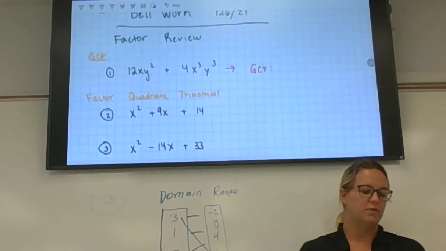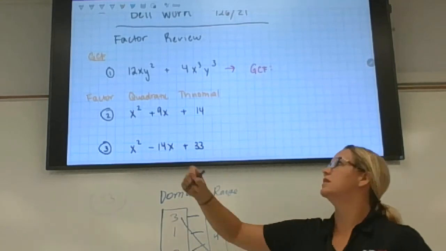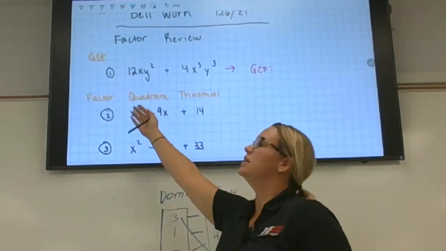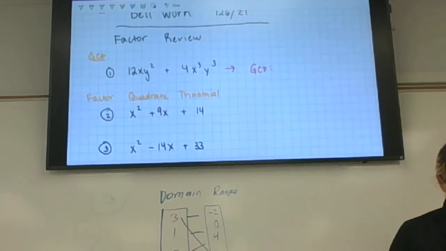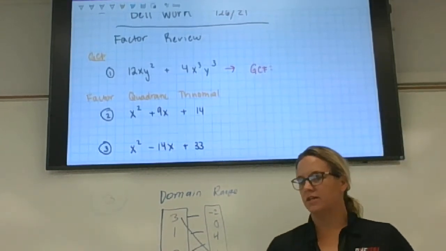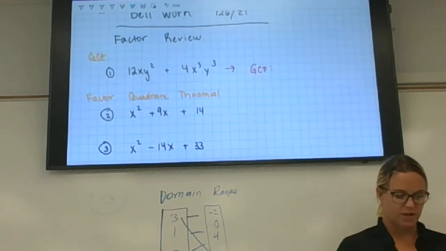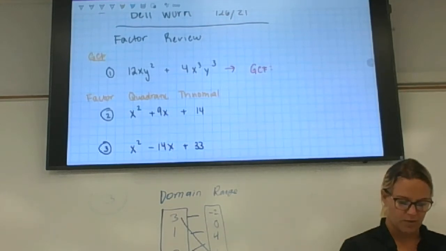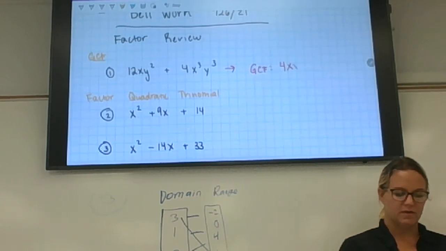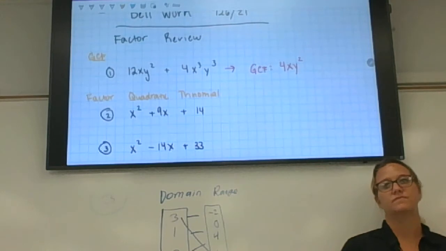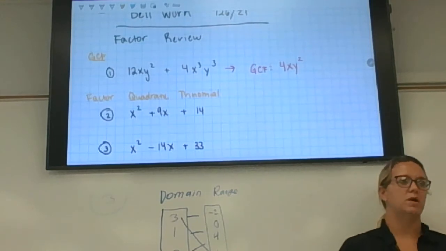So on your test, I'm not going to say, oh, this is a GCF or this is a quadratic. I'm just going to say factor. So what's the greatest factor in number one? They both divide by four. They both have the variable x. And they both have at least a y squared. So not only the number, but the variable is important.